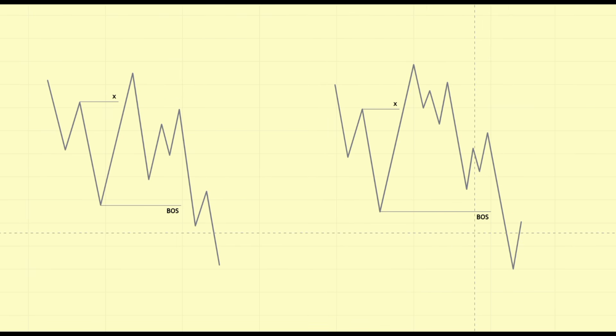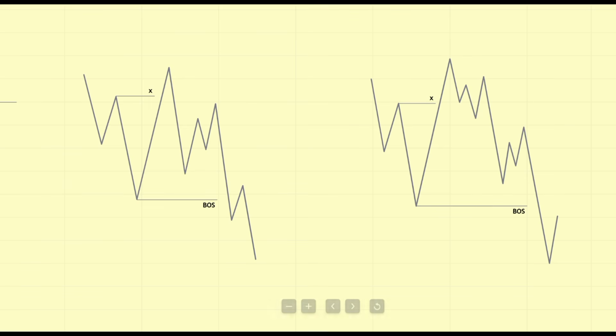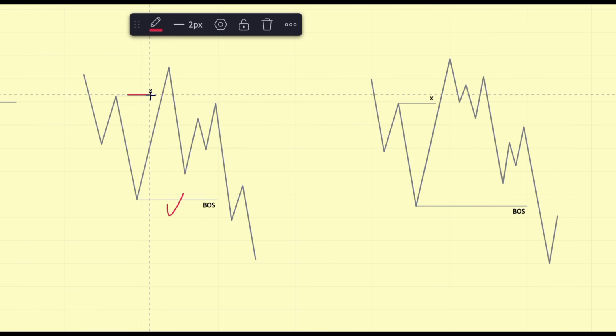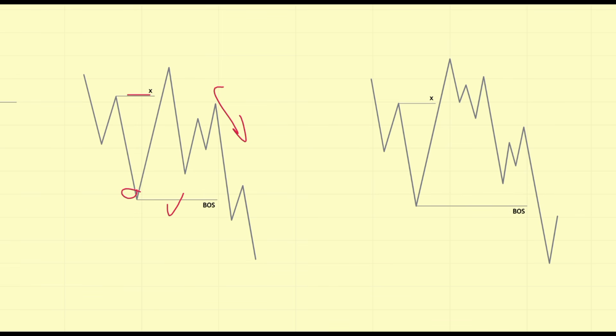next diagram, exactly right here. And the procedure is just the same. This is a valid break of structure. You can clearly see inducement taken, swing point, price reversing exactly here, and breaking past this one, confirming this one as a bearish break of structure.